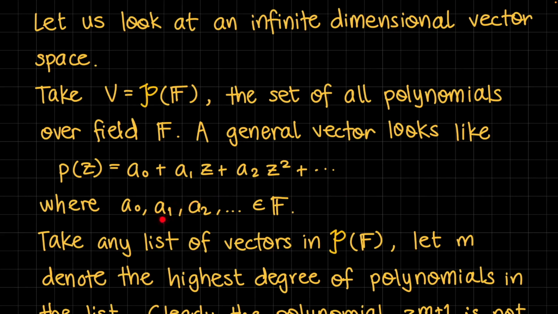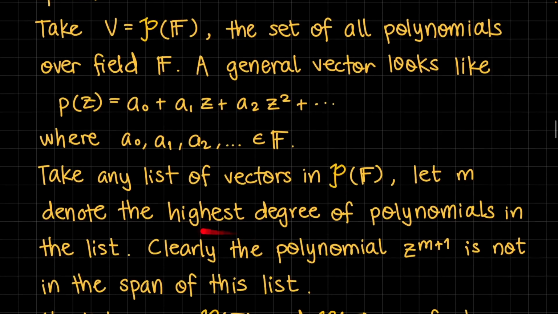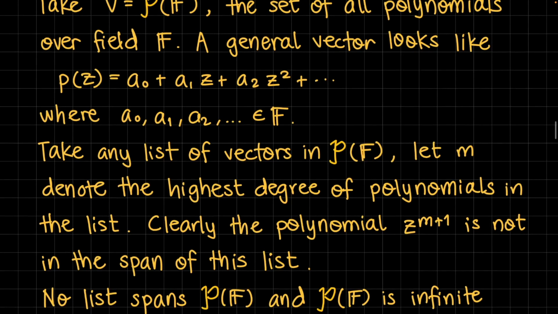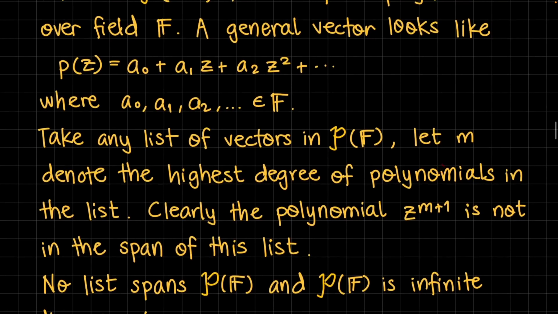And note that these coefficients a0, a1, a2, dot dot dot, they all belong to the field. And since it's a polynomial over field F, the values that z will take will also be from the field. So p of z is a map from F to F, from the field to itself. Take any list of vectors in P of F now. And when I say list, of course, I mean it has a finite number of elements.